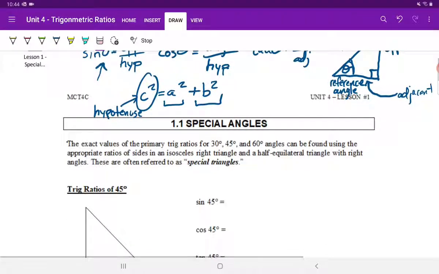All right, so the exact values of the primary trig ratios for 30, 45, and 60-degree angles. So here's our special angles right here. This is what a lot historically has been built to. Things have been built using 30-degree angles, 45, and 60. All right, and of course 90 is another one. So these angles can be found using the appropriate ratios of sides in an isosceles right triangle and a half equilateral triangle with right angles. These are often referred to as special triangles.